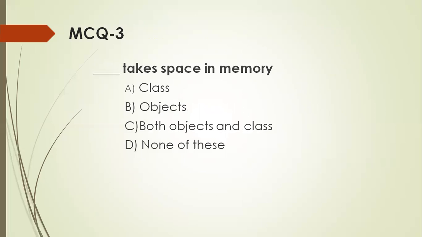Dash takes space in the memory. Generally, a class will not occupy any space. Only an object takes space. So if you have one object, it takes some space. If you declare 2 objects, each of these 2 objects takes the same amount of space. So the correct answer is B.